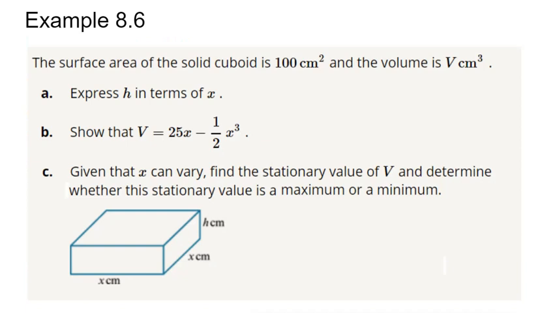In this problem, they tell us that the surface area of a solid cuboid is 100 centimeters squared and that the volume is V centimeters cubed. They want us to express h in terms of x. They want us to show that the volume is this equation. And then, given that x is going to vary, they want to find the stationary value for the volume and determine whether it's a maximum or a minimum.